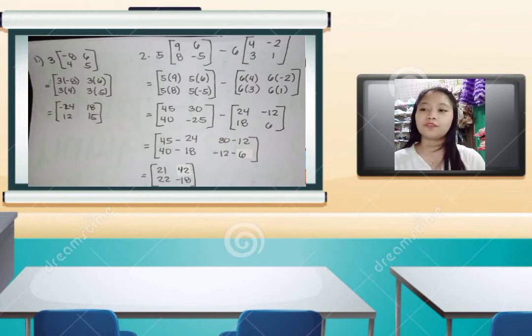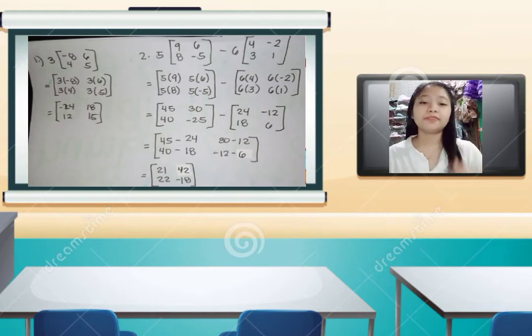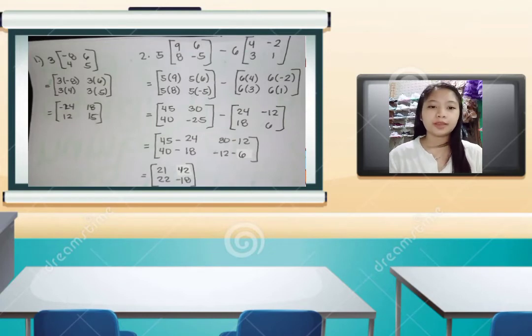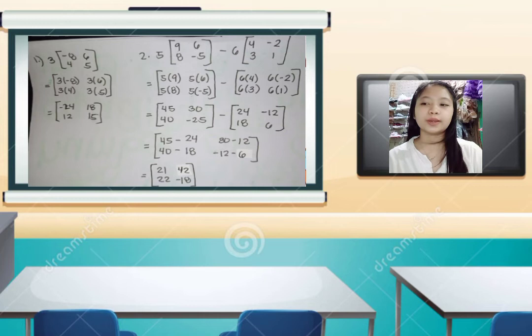Now, we will multiply or find the product. So, 5 times 9 is equal to 45, 5 times 6 is equal to 30, 5 times 8 is equal to 40, 5 times negative 5 is equal to negative 25, minus 6 times 4 is equal to 24, 6 times negative 2 is equal to negative 12, 6 times 3 is equal to 18, and 6 times 1 is equal to 6. So, now, we will subtract each corresponding element. So, 45 minus 24 is equal to 21, 30 minus negative 12 is equal to 42, 40 minus 18 is equal to 22, and negative 25 minus 6 is equal to negative 31. So, our product will be 21, 42, 22, and negative 31.